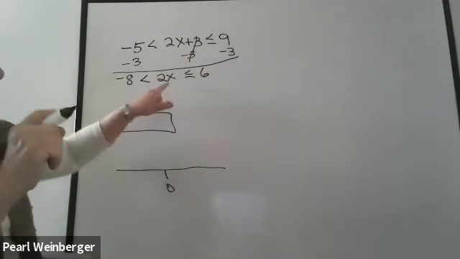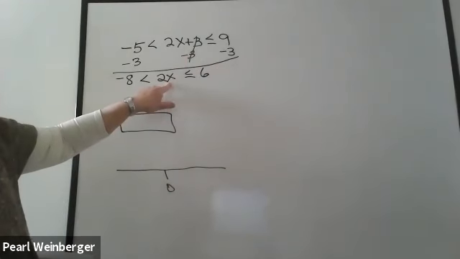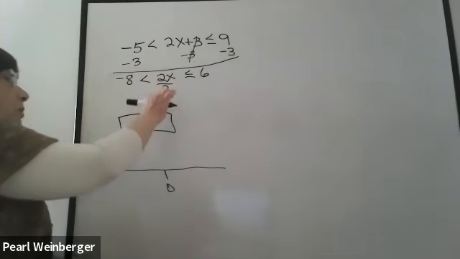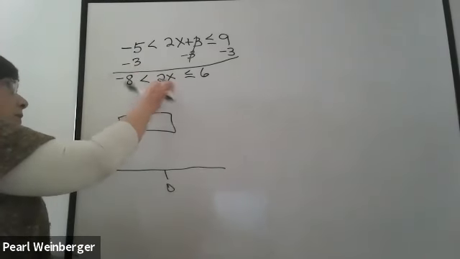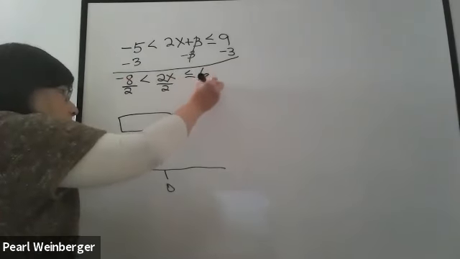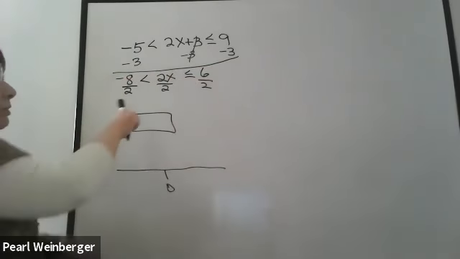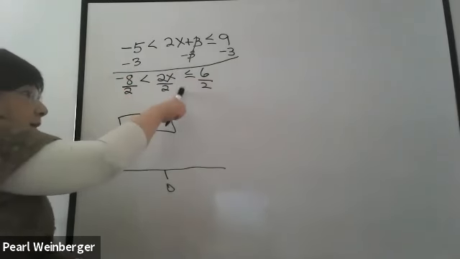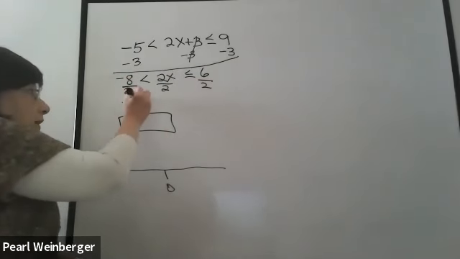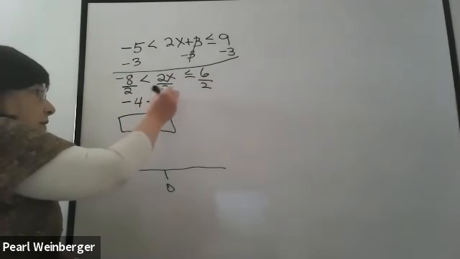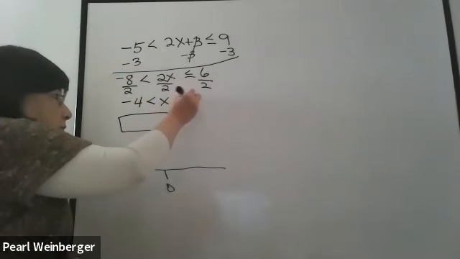And now I have a 2x in the middle, and what I really want is a plain x, so I have to divide by 2. But again, once I divide by 2 in the middle, I have to do it at either end. And notice, I don't have to change the direction of the signs because I'm dividing by a positive number. So I get -4 is less than x is less than or equal to 3.